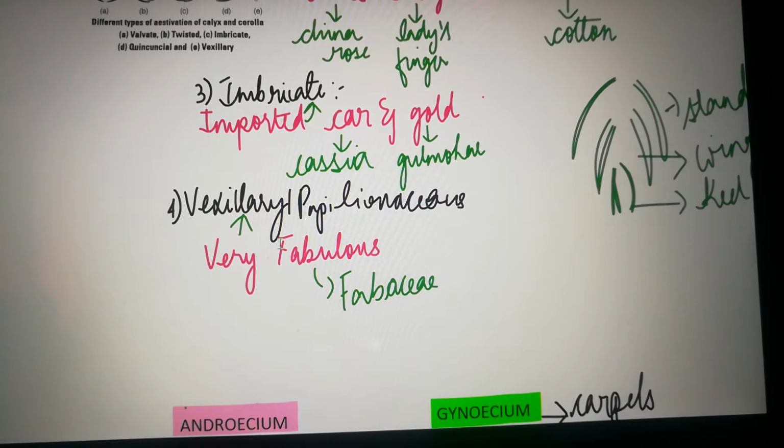In pea and bean flowers, there are 5 petals. The largest overlaps the other 2 lateral petals, which in turn overlap the smallest anterior petals. This type of estivation is known as vexillary or papilionaceous.